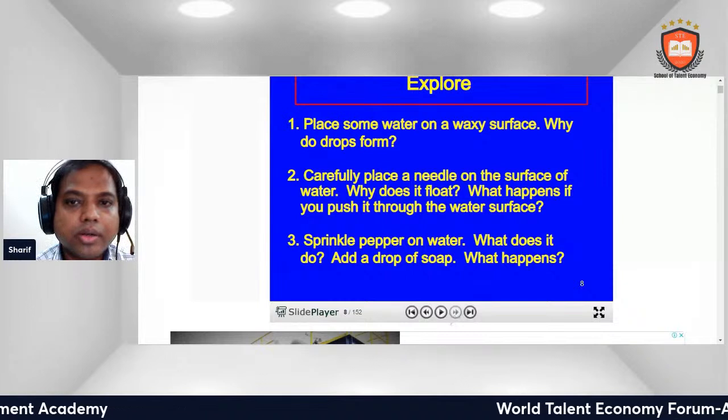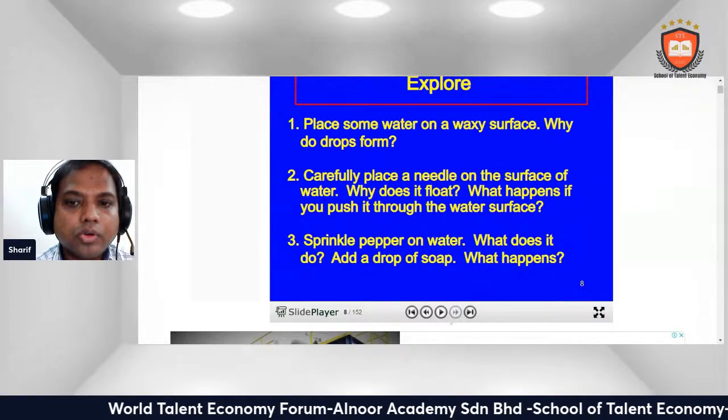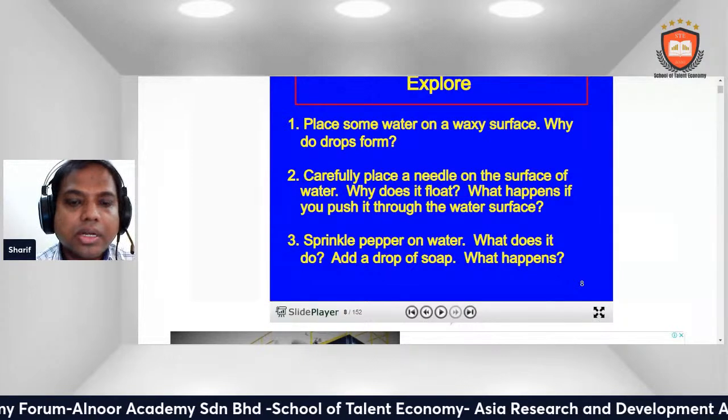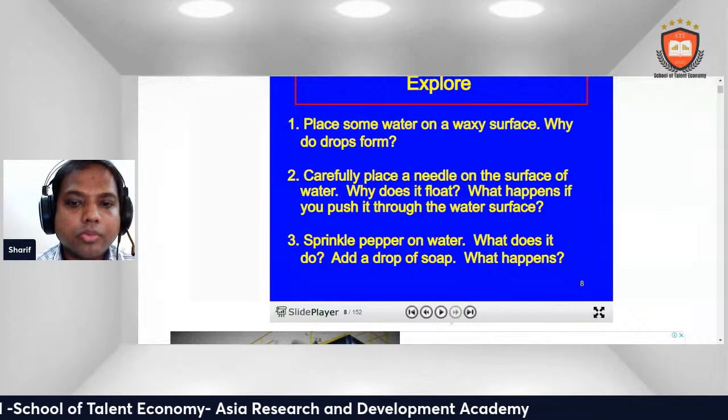Place some water on a waxy surface. Why does it form a drop? Carefully place a needle on the surface of the water. Why does it float? What happens if you push it through the water surface? Sprinkle pepper on water. What does it do? Add a drop of soap. What happens?